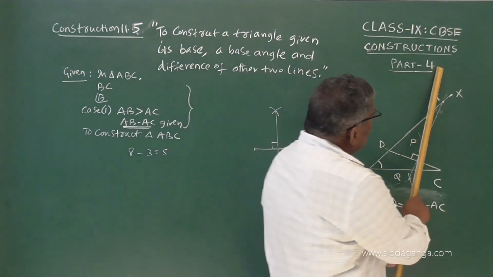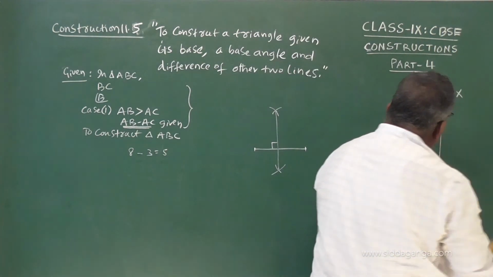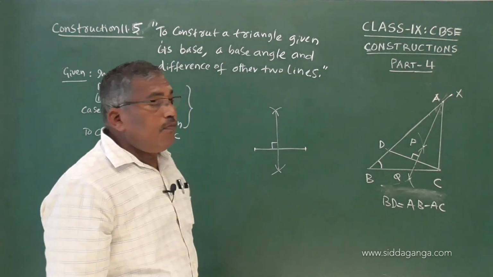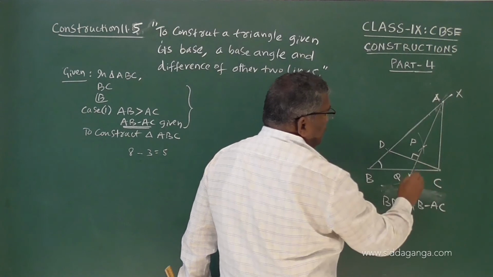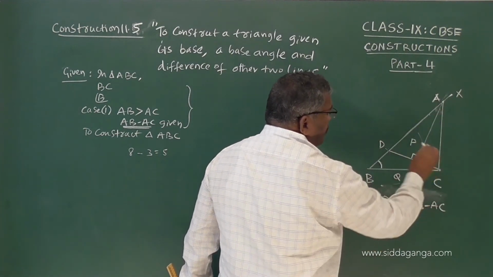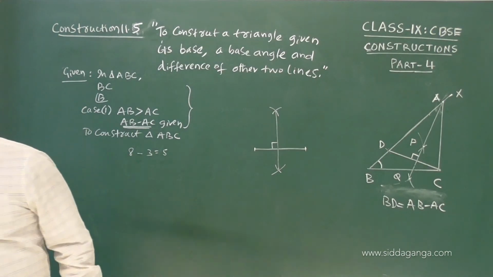So join AC. So now we got point A. So this is A, this is B, this is C. This is the required triangle. So I will give you the procedure once again.